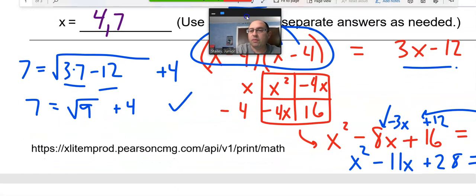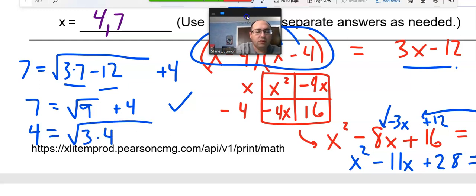Now, how about the 4? 4 equals 3 times 4 minus 12 plus 4. Okay, so 3 times 4, that's 12. 12 minus 12, that's 0. The square root of 0, well, that's 0. So all you're going to be left with is 4 on this side. Cha-ching! That one worked too.